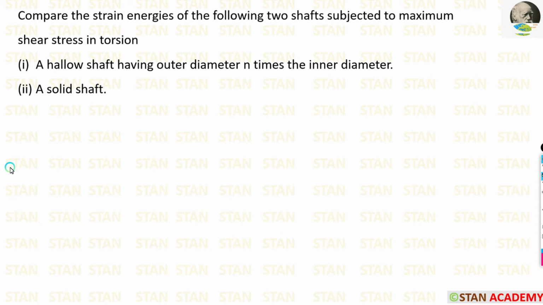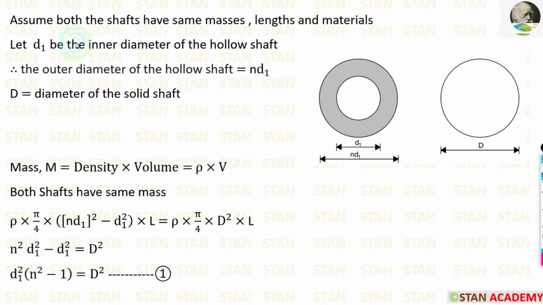Hello friends, today we are going to compare the strain energies of two shafts subjected to maximum shear stress in torsion. First one, a hollow shaft having outer diameter n times the inner diameter. Second one, a solid shaft. Let us assume both the shafts have the same masses, lengths and materials.